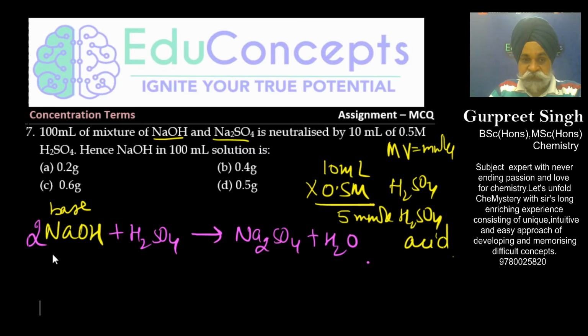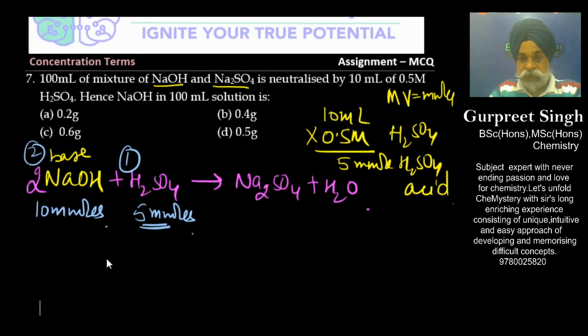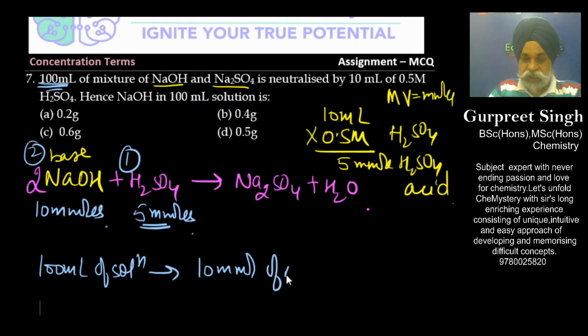Sulfuric acid is how much? It is 5 millimoles, which we have just spoken about. Because 1 mole is reacting with 2 moles, 5 millimoles would require 10 millimoles of NaOH. So this solution must be having 10 millimoles of NaOH. This 100 ml of solution, the starting solution, must have 10 millimoles of NaOH.